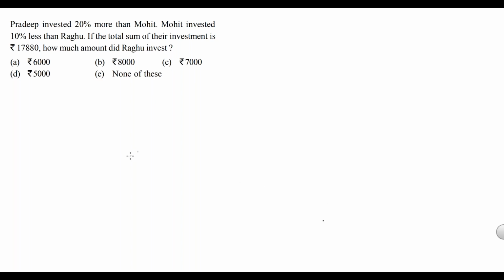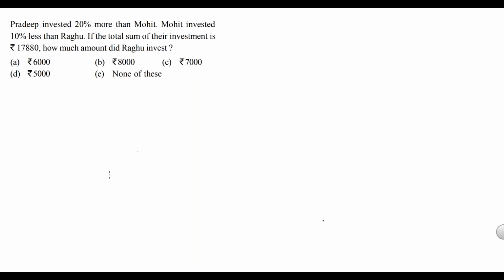Pradeep invested 20% more than Mohit. Mohit invested 10% less than Raghu. If the total sum of their investment is rupees 17,880, then how much amount did Raghu invest?